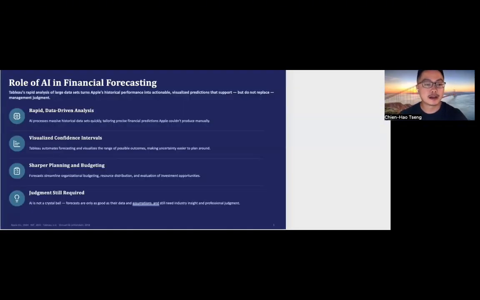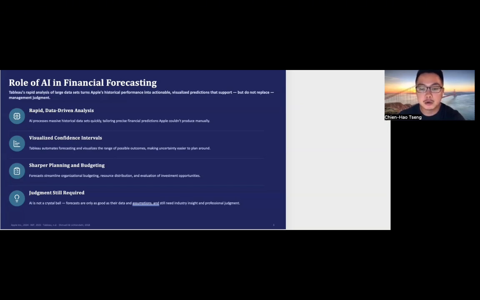AI has become a valuable tool for financial forecasting because it can quickly analyze large amounts of data and identify trends and patterns that humans cannot see manually. Tableau helps us visualize financial trends, generate forecasts, and estimate a range of possible future outcomes through confidence intervals. For Apple, these AI-based forecasts can support budgeting, resource allocation, investment planning, and long-term strategic planning.